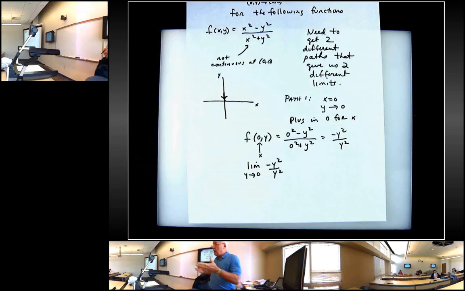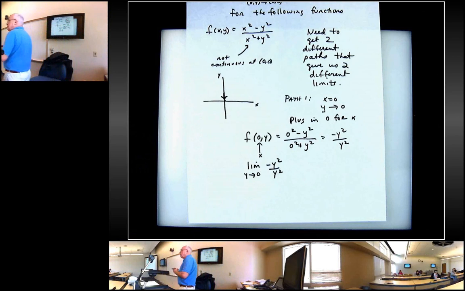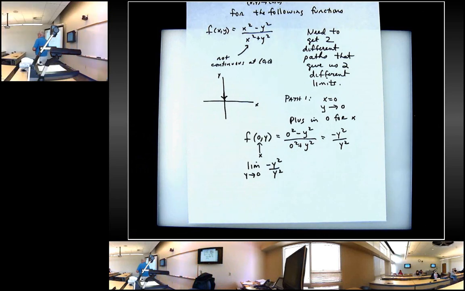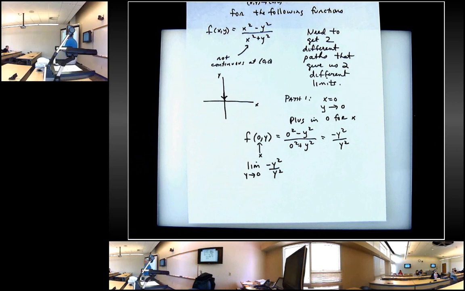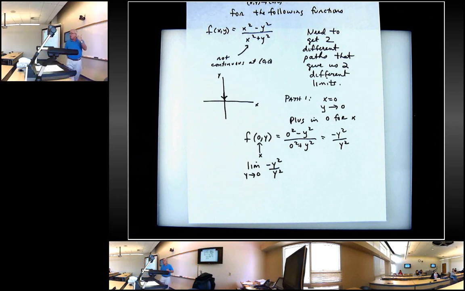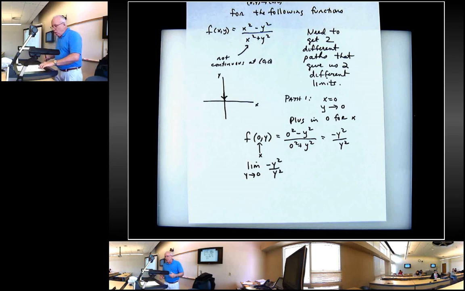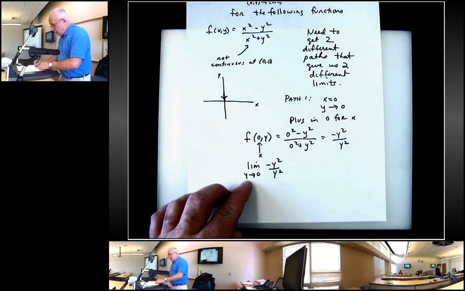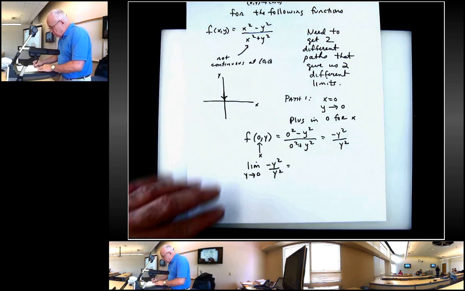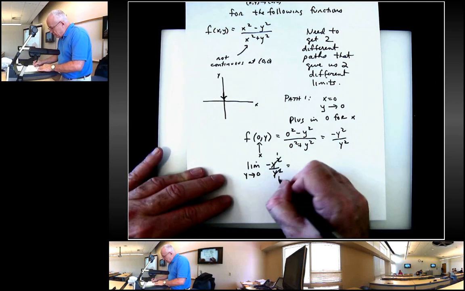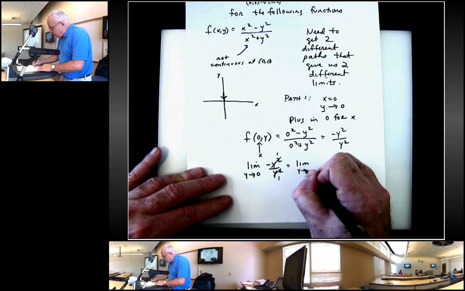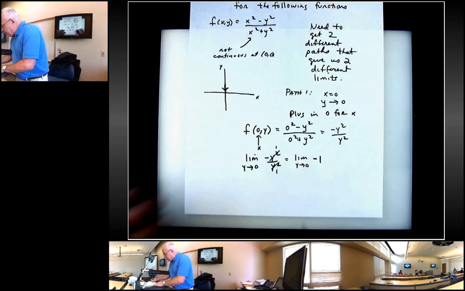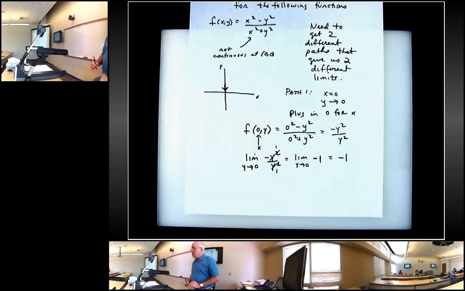So what can I do here with this thing to figure out what this limit is? I don't have to be that complicated at all. I can just cancel. Notice I've got a y squared on top, I've got a y squared on the bottom. Y is approaching 0. Y doesn't equal 0, it's approaching 0. So this simplifies to the limit as y approaches 0 of just minus 1. Well, that limit is going to be minus 1. So that's our limit along that path.